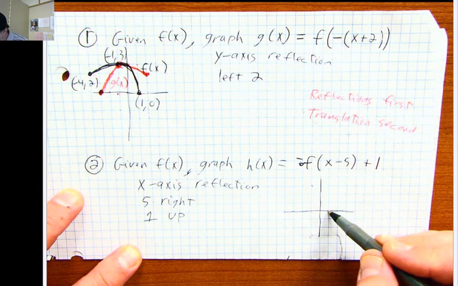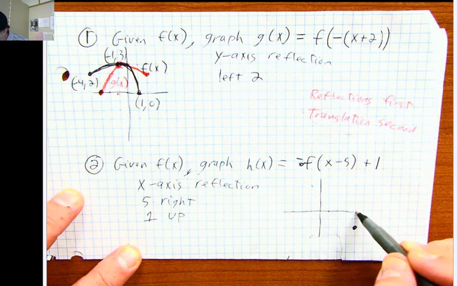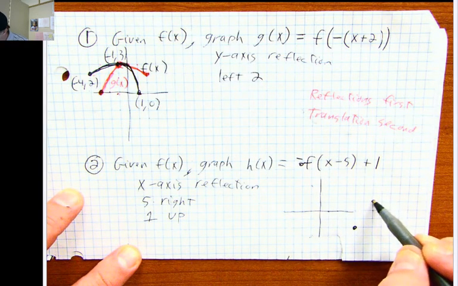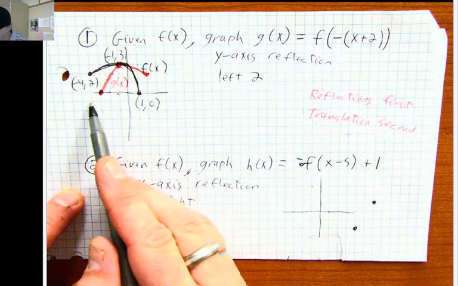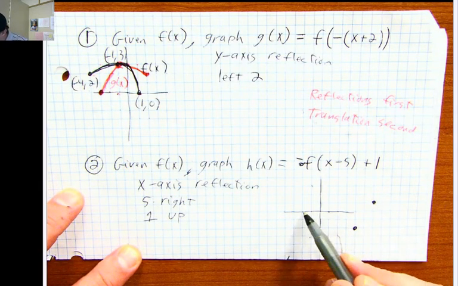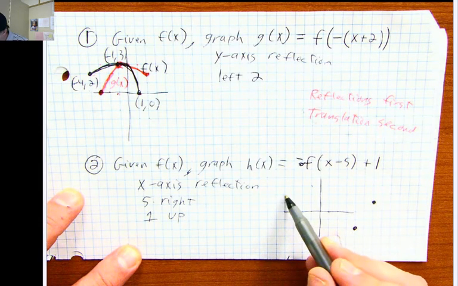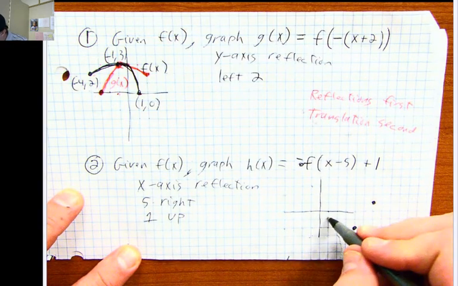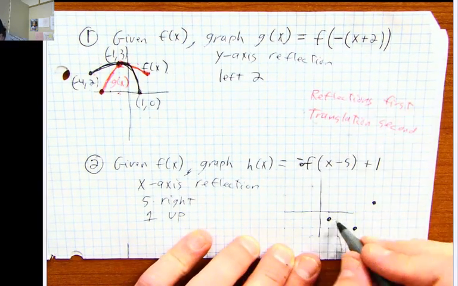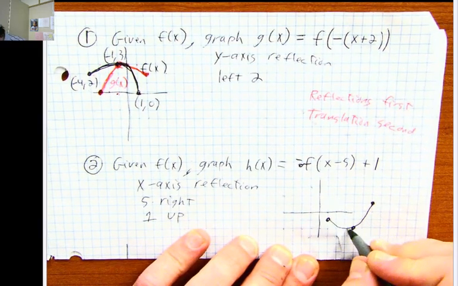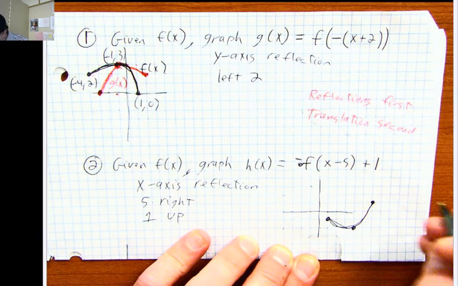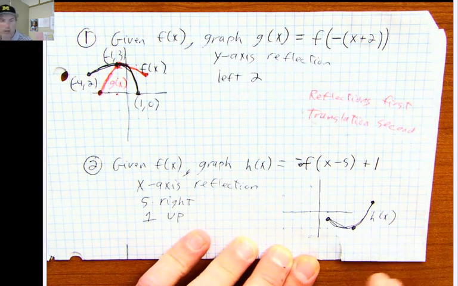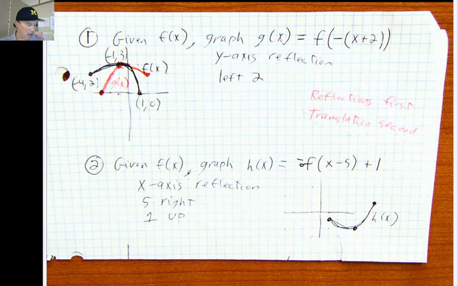1, 0. I do an x-axis reflection, which actually means it would stay the same. Then 5 right, and 1 up. And then finally the negative 4, 2. Negative 4, 2. X-axis reflection, 5 to the right, and 1 up. So I have those 3 points. I connect the dots, and make sure you label it h of x. And that's how I do this problem if I was on team graph paper.